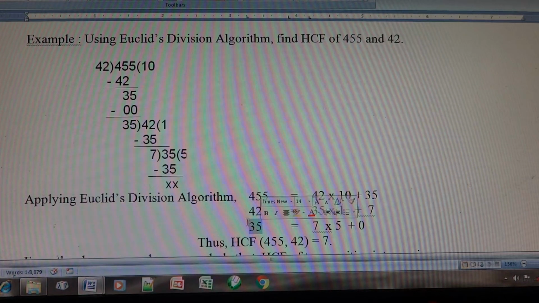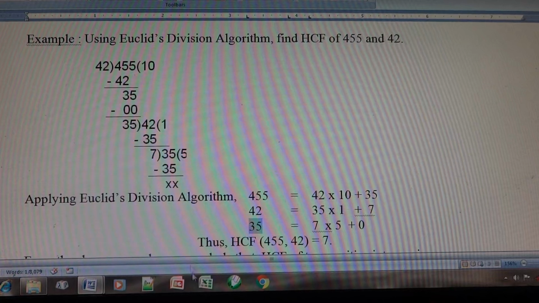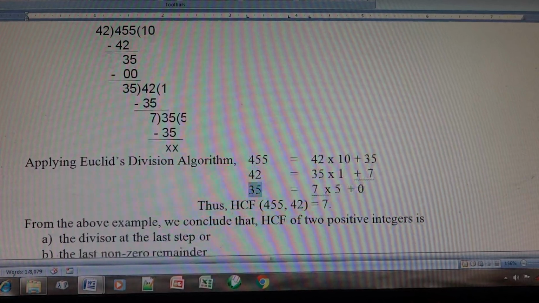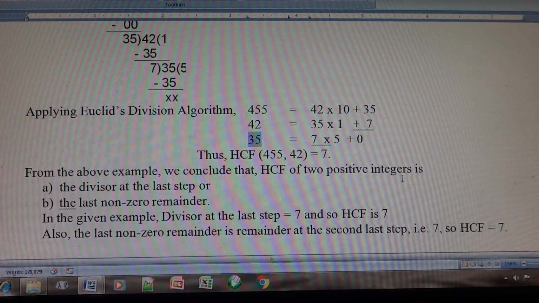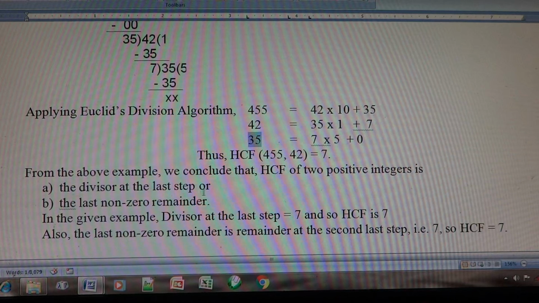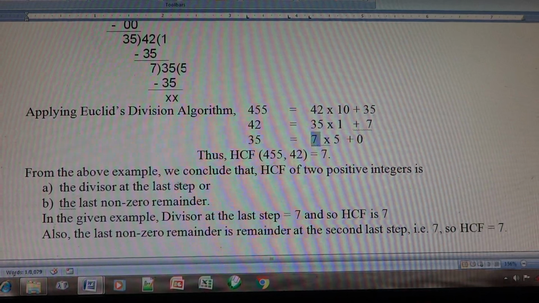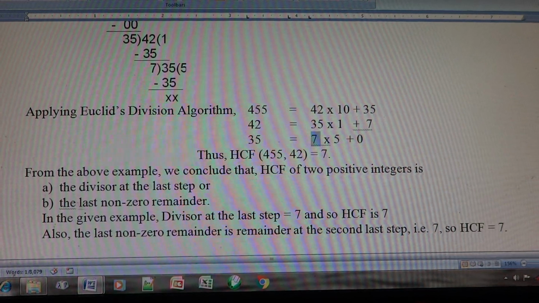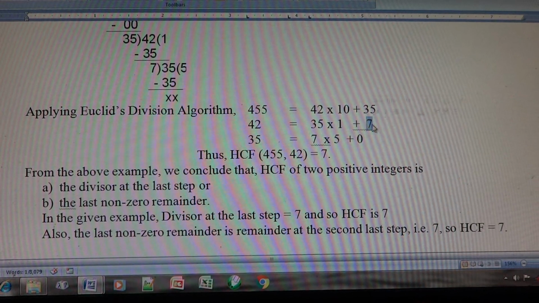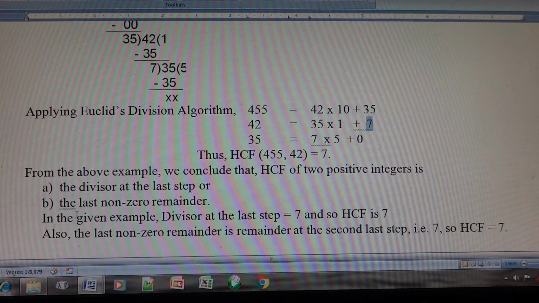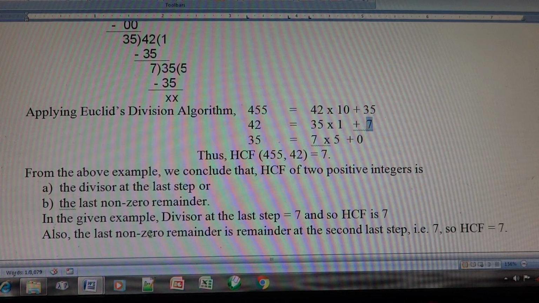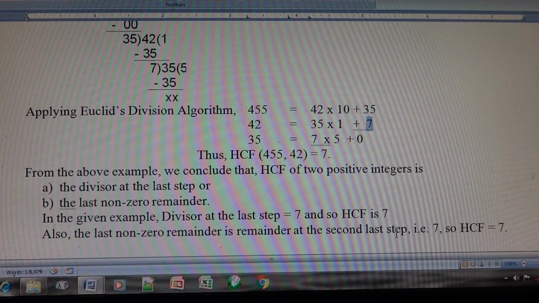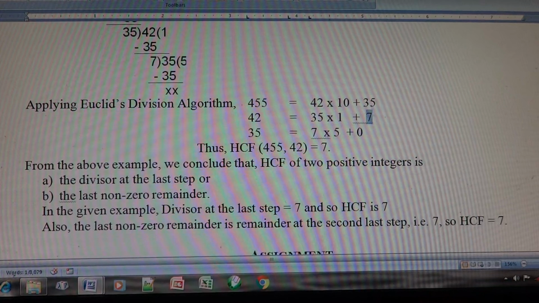How to identify from Euclid's division algorithm which one is HCF? Let us have this discussion here. From the above example, you conclude the HCF of two positive integers is the divisor at the last step. Here the divisor at the last step is 7, or the last non-zero remainder. Here this is the last non-zero remainder, 7. So the divisor at the last step is 7 and so HCF is 7. Also the last non-zero remainder is the remainder at the second last step, that is 7. So HCF is equal to 7.